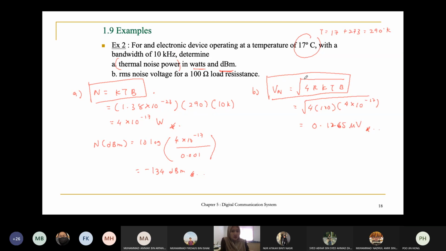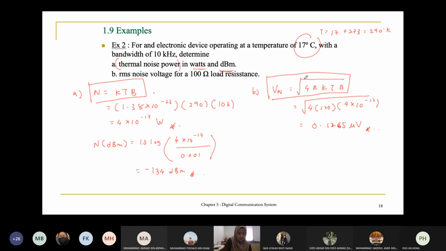Okay, so I hope the others also understand. This one is very simple. You just use the formula, but you must make sure that the value is correct. For example, for the temperature, use the unit Kelvin. Okay, and also please remember the value for the Boltzmann constant k, which is 1.38 times 10 to the power of negative 23.